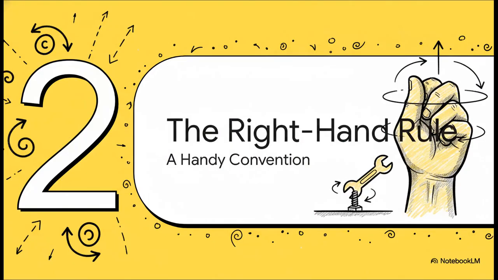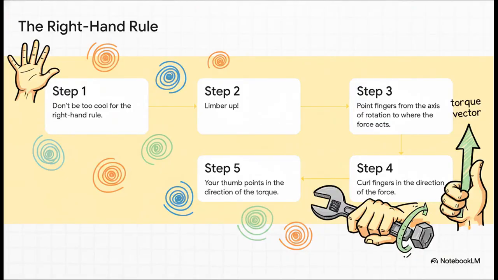Okay, so on to section 2, the right-hand rule. And it is, quite literally, a handy convention. See, since torque causes rotation, it's a vector, which means it has to have a direction. And physicists came up with this really clever and very physical way to figure it out. It's the right-hand rule. And seriously, don't be too cool for this.